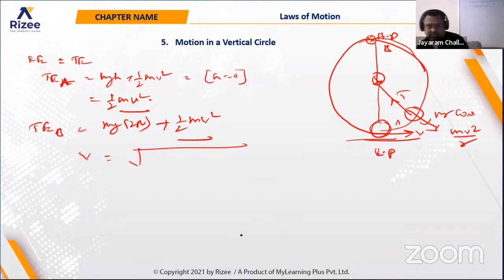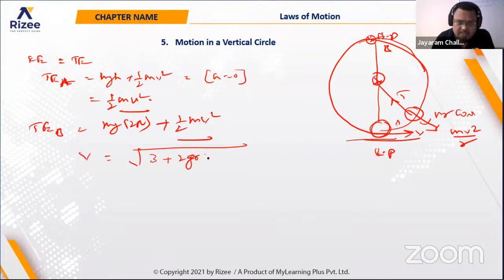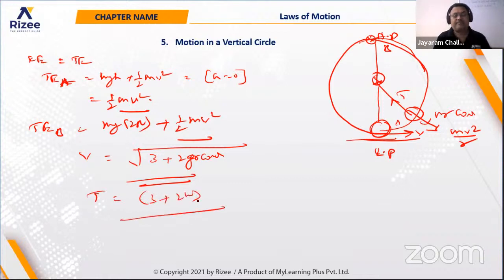So from this only you can determine the velocity at any particular instant, that will be equal to root over (3 plus 2 cos theta) gr. This is the cos theta condition. And the tension also will be in the same sort of model. T is equal to (3 plus 2 cos theta) mg. So these are your basic information or basic standard values. Try to remember them for a vertical circle.